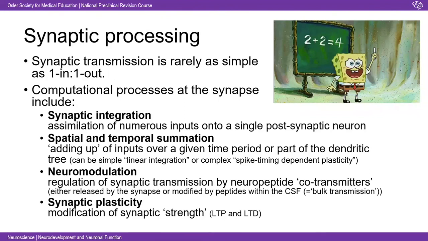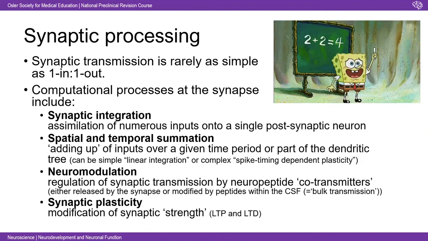Some examples of that is this idea of synaptic integration, which is where you get numerous presynaptic inputs of the same neurotransmitter, or of different neurotransmitters, onto a single postsynaptic cell. So there's going to be a computation process going on there. You can get the summation, the adding up of these inputs over a given area, like a given part of the dendritic tree, or a given time period.